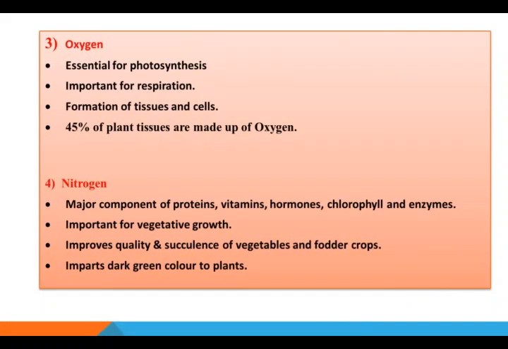Oxygen. Oxygen is essential for photosynthesis and it is an important factor for respiration. It is used for the formation of tissues and cells and it constitutes about 45% of plant dry matter. Nitrogen. Nitrogen is a major component of proteins, vitamins, hormones, chlorophyll, and enzymes. It is important for vegetative growth of plants. It improves quality and succulence of vegetables and fodder crops. It imparts dark green color to plants.